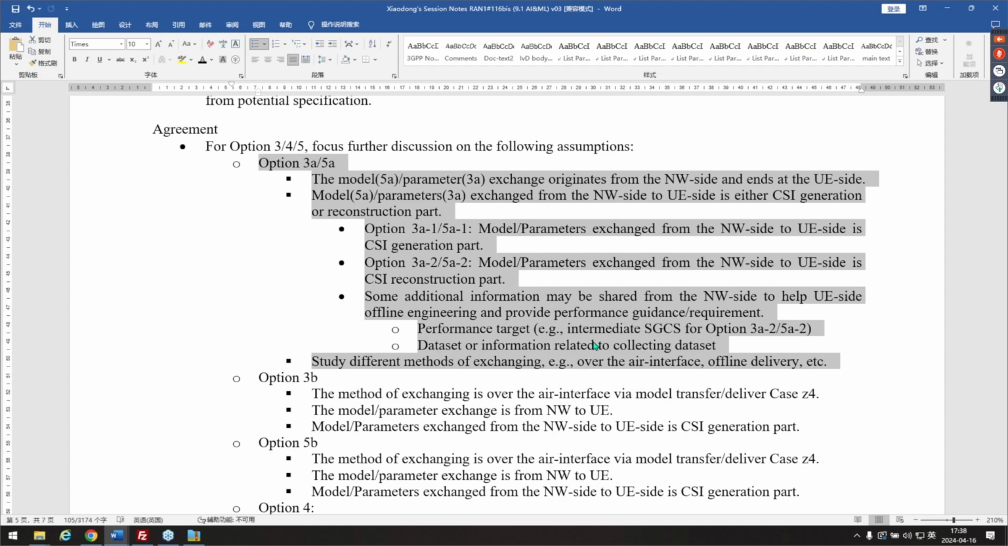But here, okay, is it possible to combine the two? I think it's very important to have mechanisms to check the performance of the developed two-sided models. And to do that, it is important to support this performance check. And if that is the case, then it means that for this option 3A and 5A to work, the network side must send the decoder to the UE side.